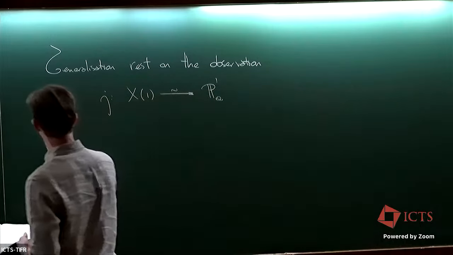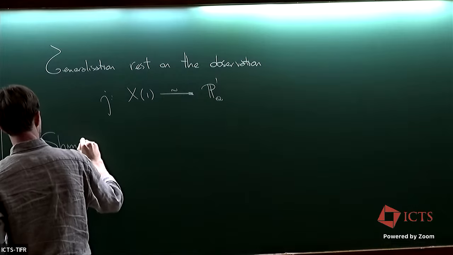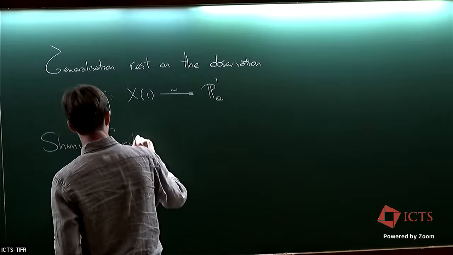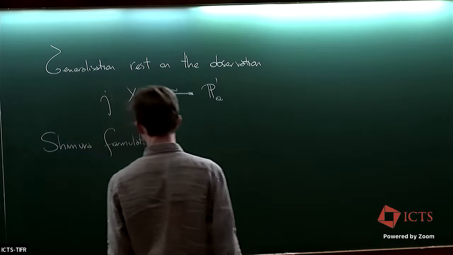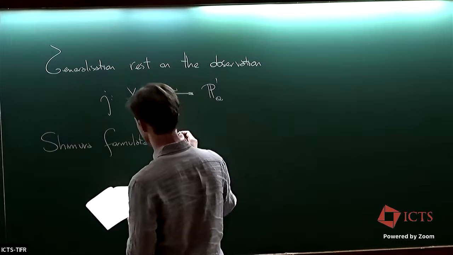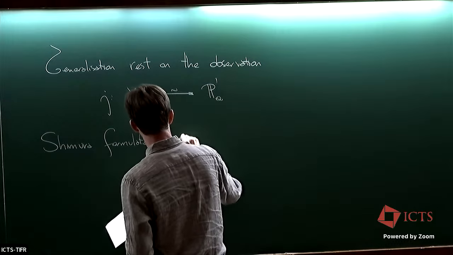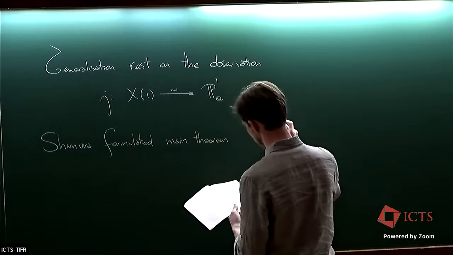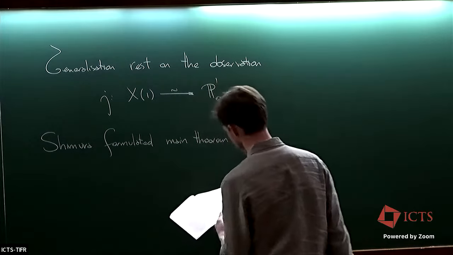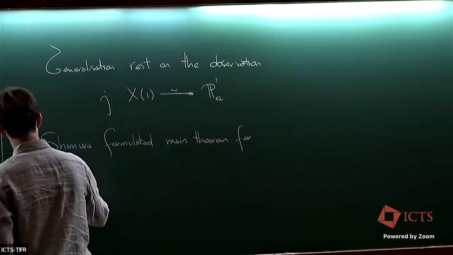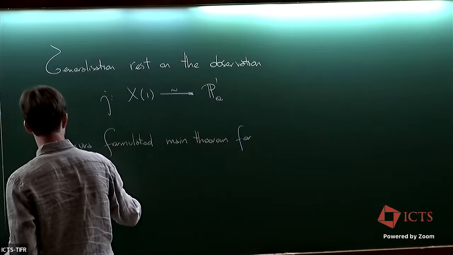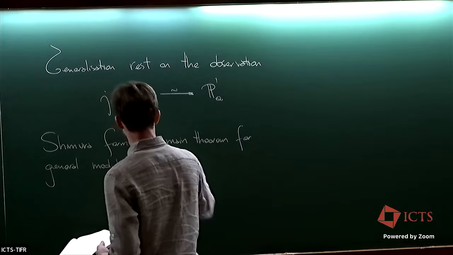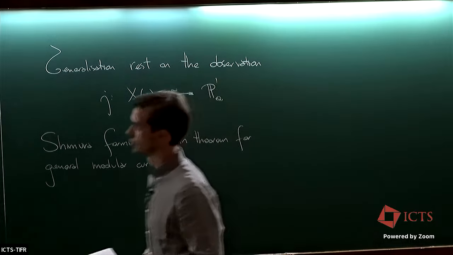And in general, for other modular curves, we can use the formulation of Shimura to phrase this kind of theorem in a very succinct way that's excellently suited to computations. They formulated what's often called the main theorem. It's not the only theorem in complex multiplication, but it's often called the main one for general modular curves. And that's what I want to tell you about next.